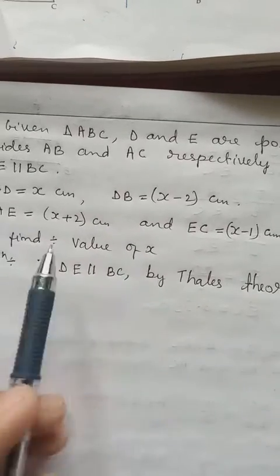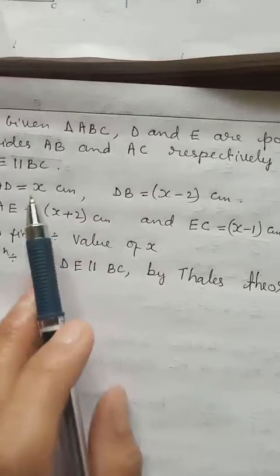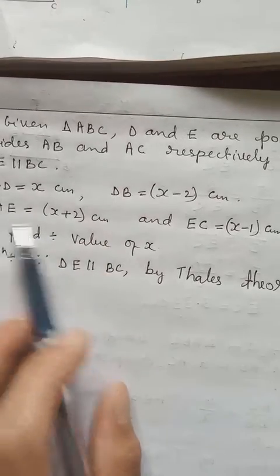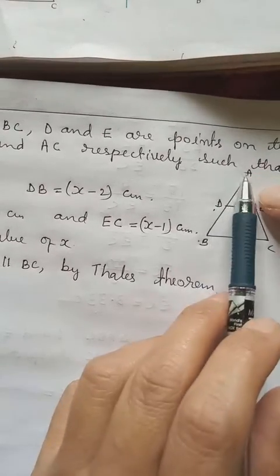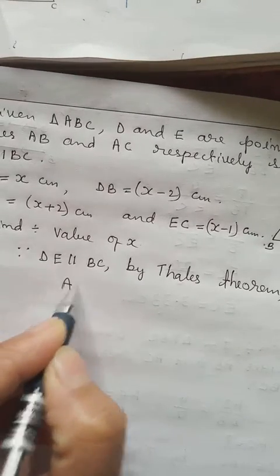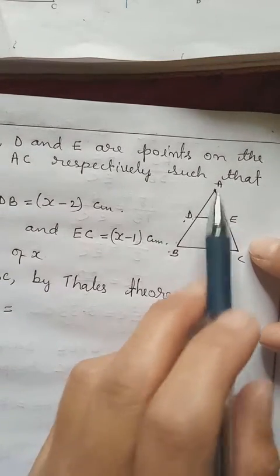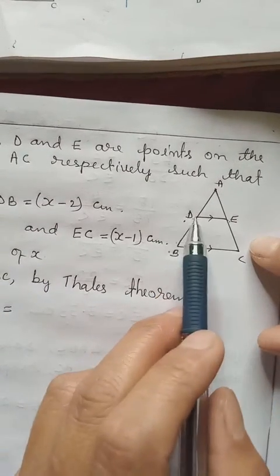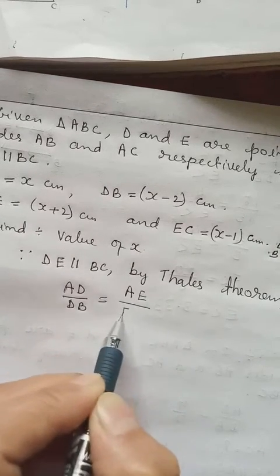So here the main aim of the question is to find x, but we do have the sides AD, DB, AE, EC. So let us take the ratio based on that only. We have AD, DB, so let's take that one. AD, DB. Then corresponding to AD, we have AE. Corresponding to DB, we have EC. So we can write AE by EC.